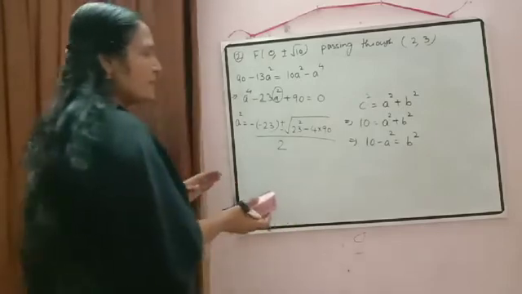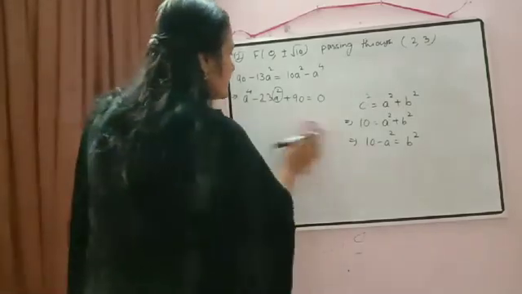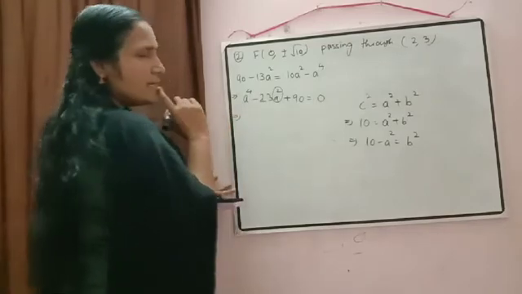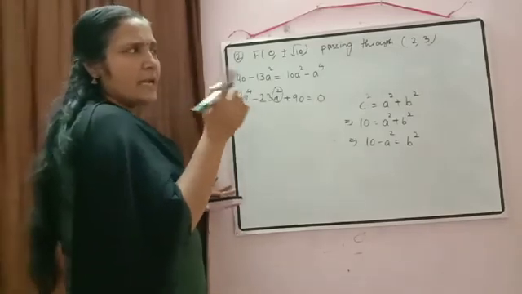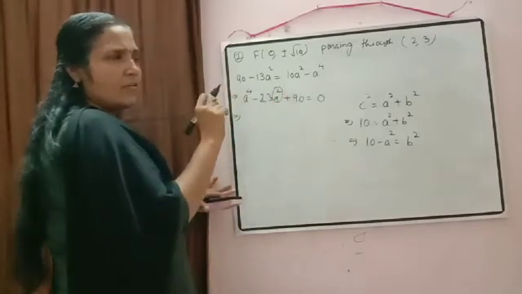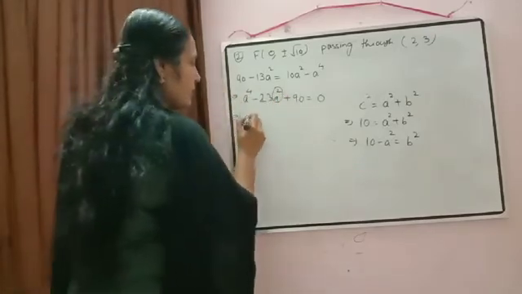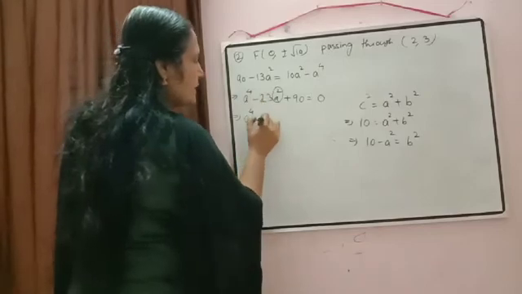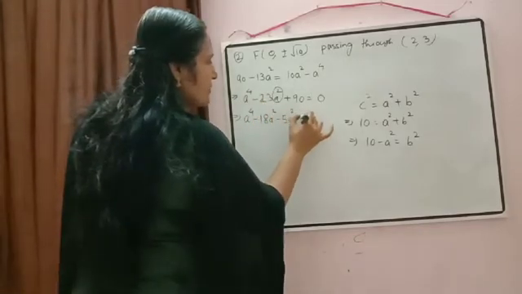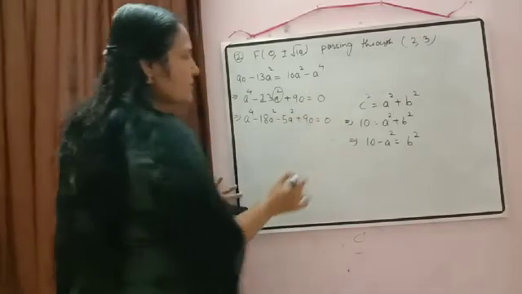Splitting the middle term there. So we need two numbers whose sum should be equal to minus 23. So that is 18 fives are 90. Since the product is 90, positive, both numbers should be negative only. So we'll split minus 23 as minus 18 a square minus 5 a square plus 90 is equal to 0.